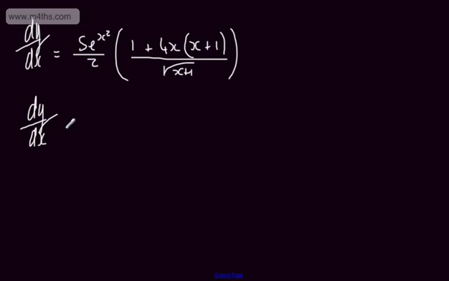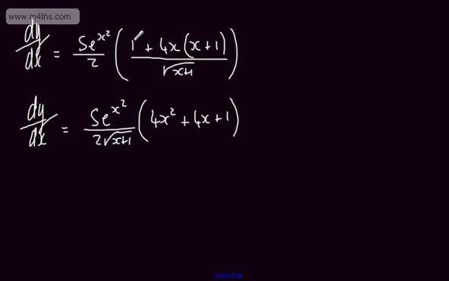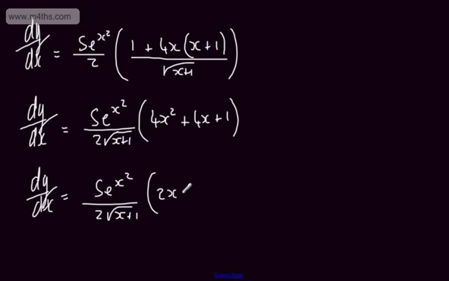So dy by dx, we've got now 5e to the x squared over 2 the root of x plus 1. Now that's going to leave me here 4x squared plus 4x plus 1. Now that looks like it's going to factor. Let's see if we can factor any more. Dy by dx, we're going to have 5e to the x squared over 2 the root of x plus 1. Now looking at this, this looks to be 2x plus 1 all squared. So that's what we wind up with, and we could write it like so. So if you're asked for it in its simplest form, that is one way that you could write it.